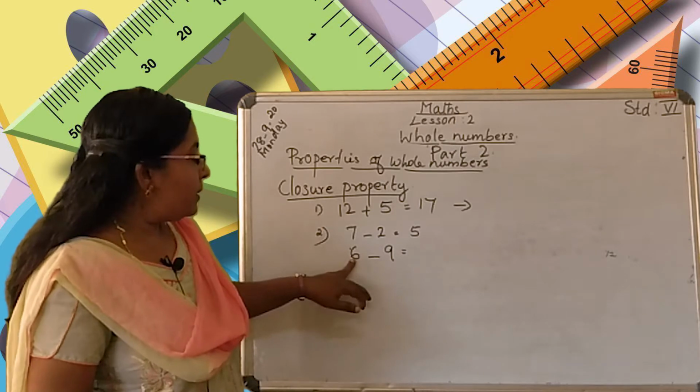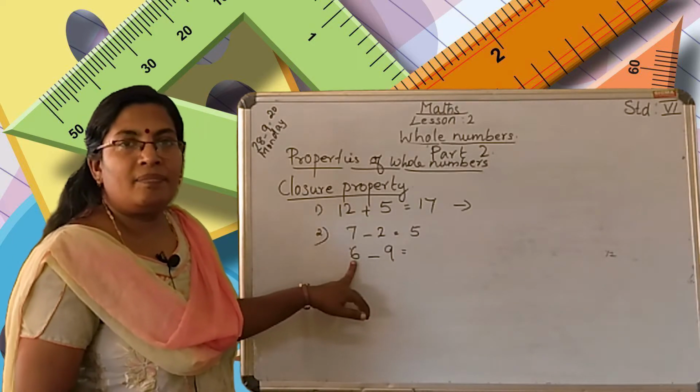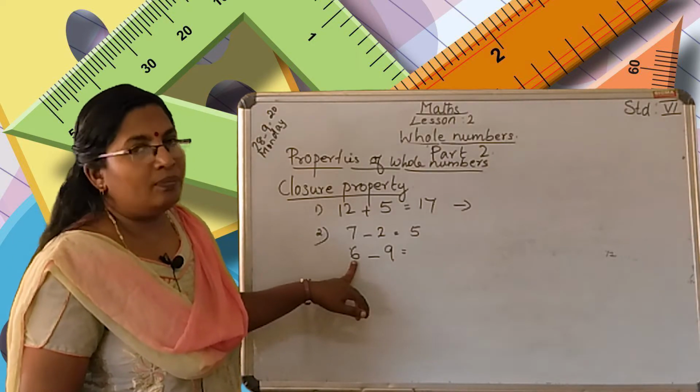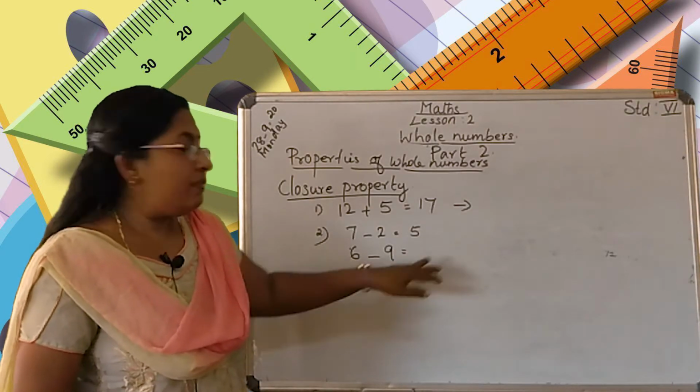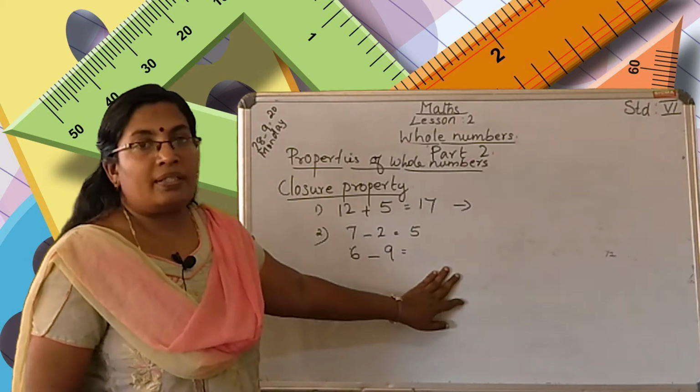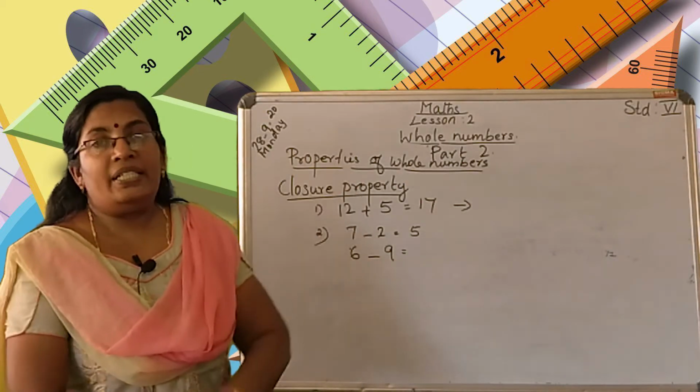When you subtract, can you subtract 6 minus 9? No, you can't subtract. If you are subtracting, it will give a negative number that goes in the integers.